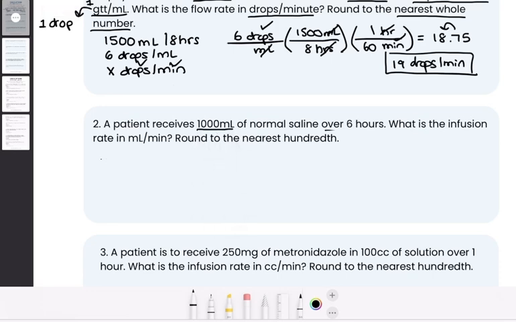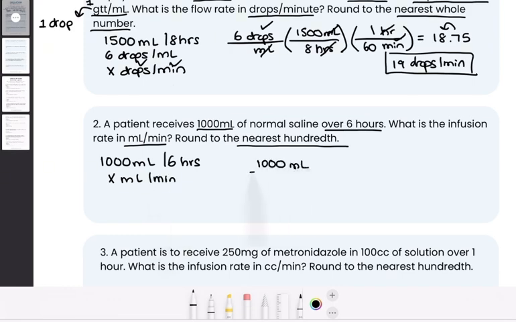Question number 2. A patient receives 1,000 milliliters of normal saline over 6 hours. What is the infusion rate in milliliters per minute? Round to the nearest hundredth. So 1,000 milliliters is infused over 6 hours. Your answer is going to be in X mLs per minute.